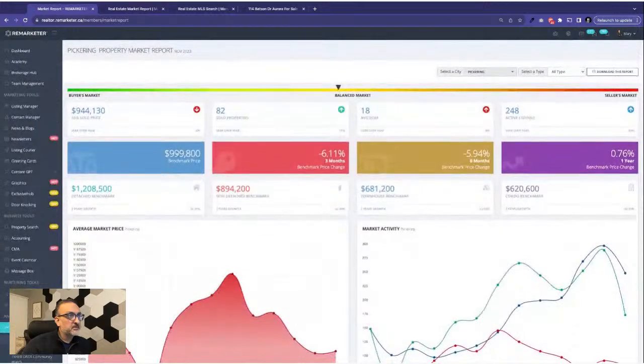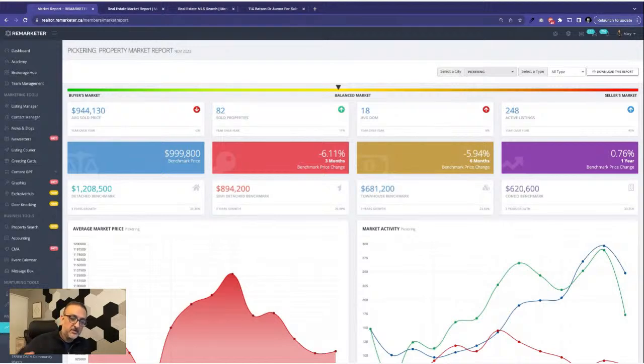Now, let's go back up here and take a look at the benchmark prices here. So the benchmark price is $999,800. I will explain to you again what a benchmark price is so that you would be able to explain this to your clients easily compared to the average price. So I'll just give you a quick example, and that's the best way to explain the difference between these two here.